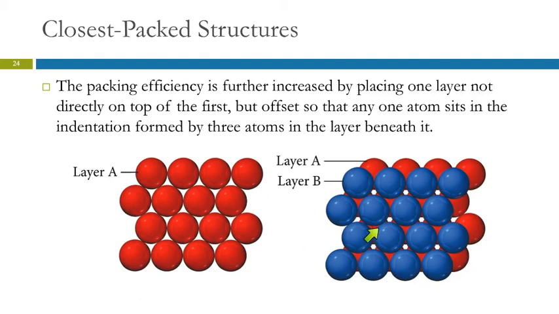We can further increase the efficiency by when we take this second layer, by moving that over so that the blue atom is sitting in the little hole or the divot here caused by these 3 red atoms. Can you visualize that? This is what marbles or oranges or any spheres would naturally do when you try to cram them in a box. So we've got layer A and we've got layer B.